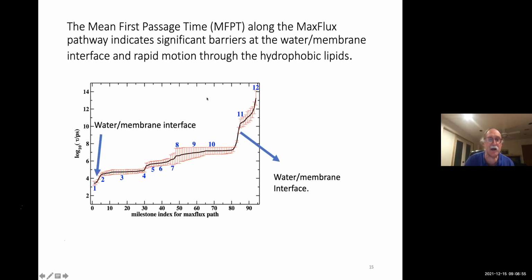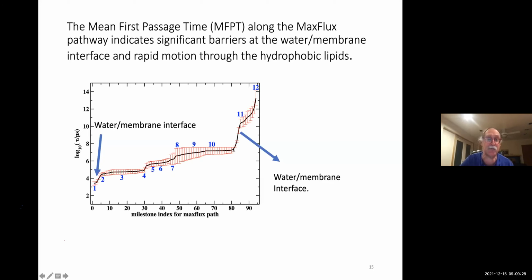We can also look at the mean first passage time, which is another thing that we can compute within the milestoning theory. And the thing that I want you to appreciate in here is that this is a log scale of the mean first passage time. Essentially, there's a very sharp increase in the time that is required to move from the last piece of the reaction, moving along the one-line max flux pathway. We calculated the MFPT at every particular point.